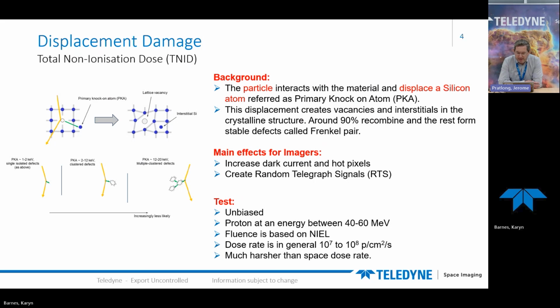The test is unbiased, using protons at an energy of 40 to 60 MeV. The fluence is based on NIEL. The dose rate, in general, is around 10 power 7 to 10 power 8. This is a much harsher condition than in space, but this is the usual type of constraint for the test.